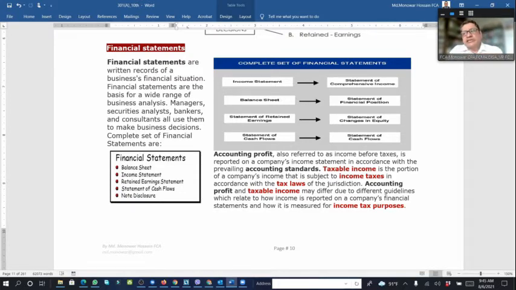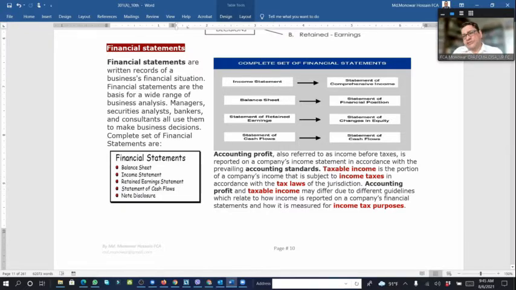If we see IAS 1, paragraph 10, it is clearly mentioned that the components of financial statements are 5, though here we are seeing 4. That means a statement of comprehensive income, a statement of financial position, a statement of changes in equity, and a statement of cash flows. But another one is the notes to the accounts. It is also part of the financial statements.